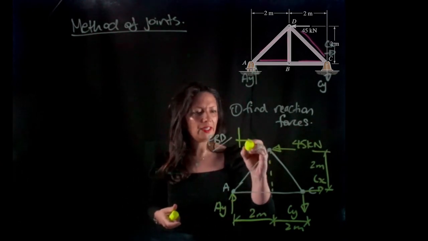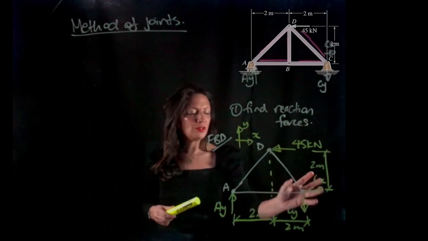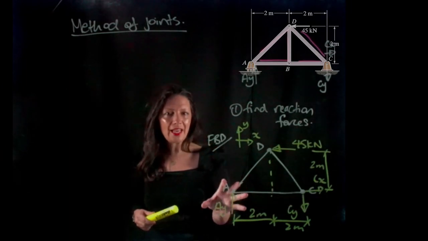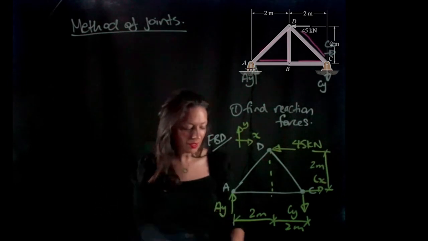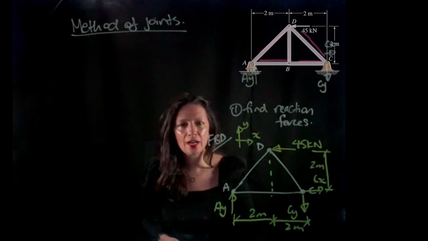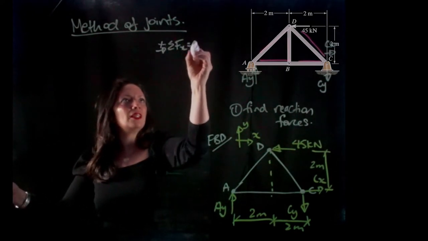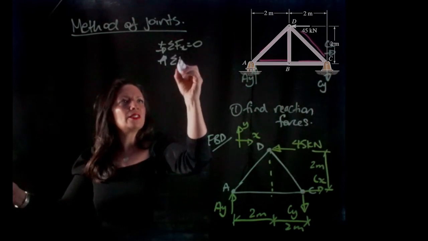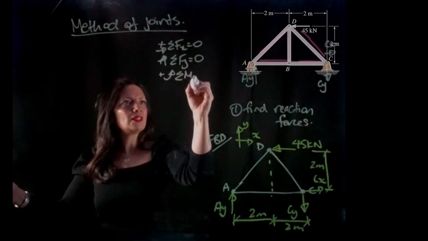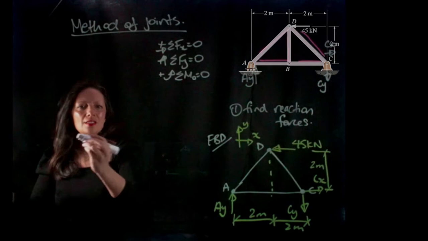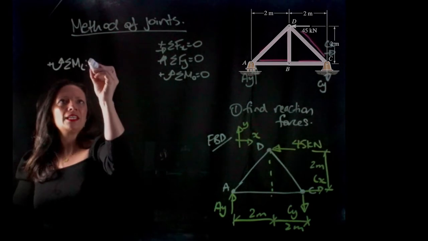We need to identify our X and our Y axes. If I have two unknowns at C and one at A, I should be able to take the sum of the moments around C to determine AY. So let's write up our equations for equilibrium. The sum of the forces in the X direction equals 0, the sum of the forces in the Y direction equals 0, and the sum of the moments around a point has to equal 0. So let's take the sum of the moments around C. The sum of the moments around C has to equal 0.